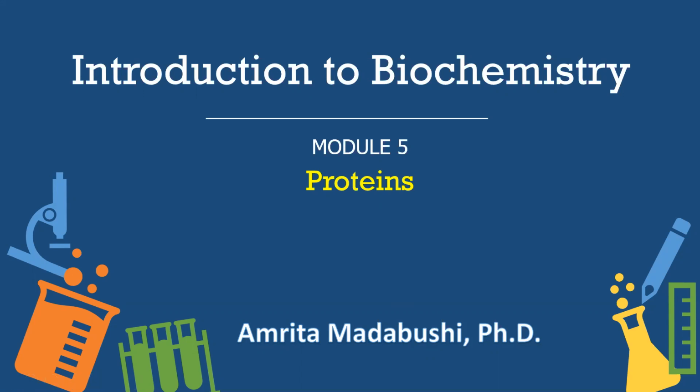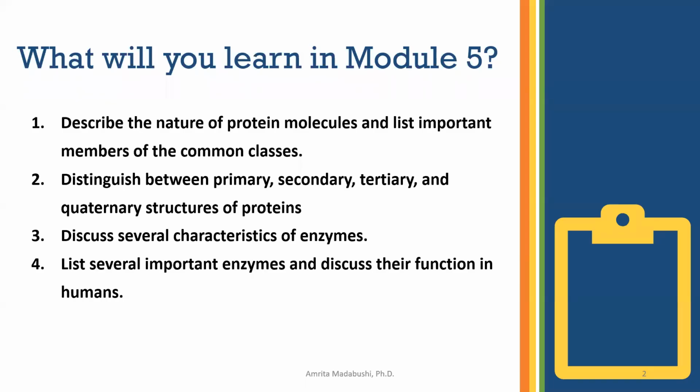Okay, so today we are going to talk about module 5, that is proteins. And we are going to learn about, first of all, how they are derived from DNA, so studying the process of transcription and translation briefly. And then we will talk about the different levels of structures of protein, that is primary, secondary, tertiary, and quaternary. Then this will be followed by the characteristics of different enzyme categories and what their functions are in humans.